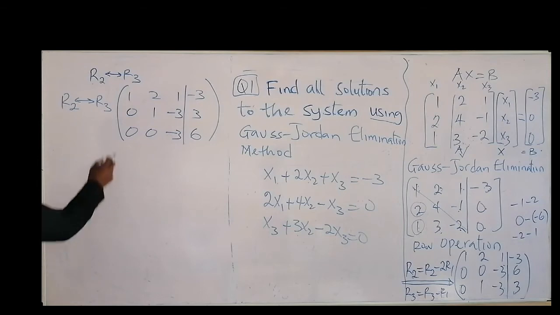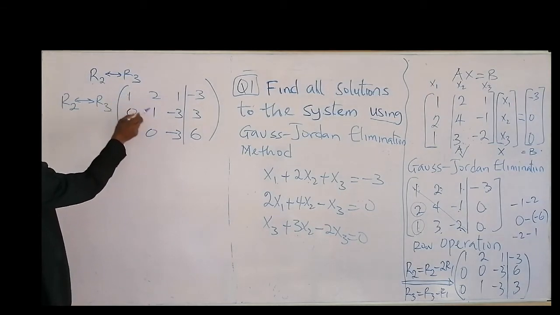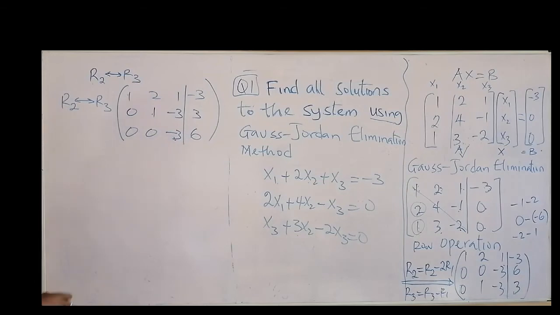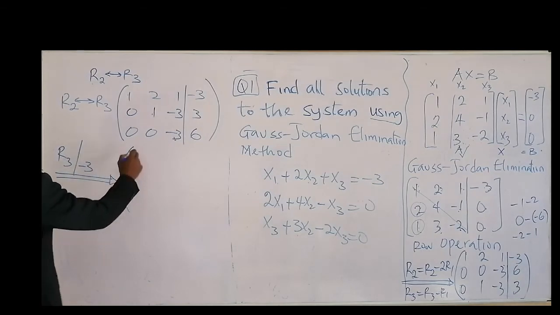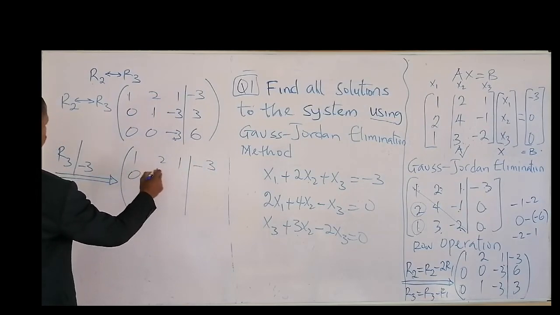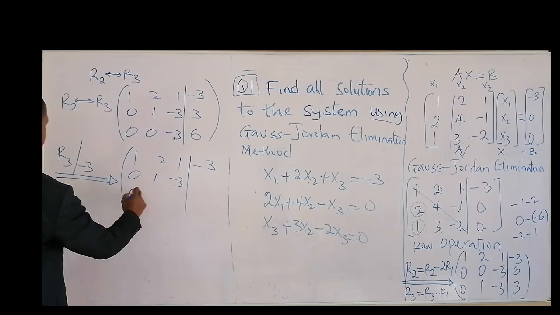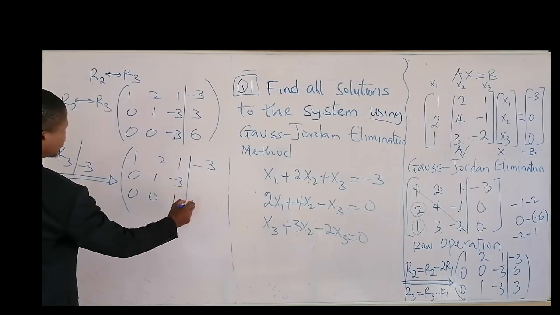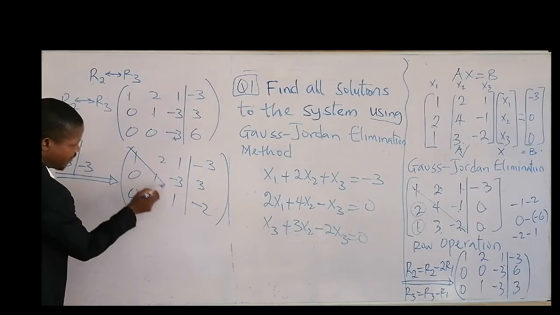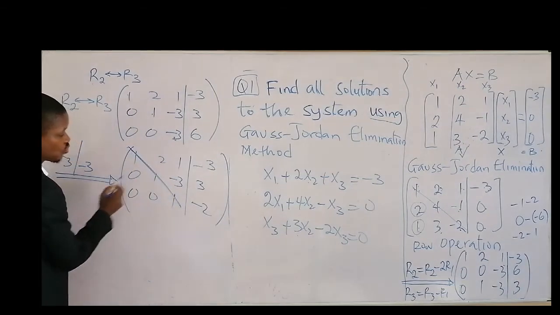So you can see my echelon form is forming now. This is 1, this is 1. And here, I need to make it 1. So the third row divided by minus 3. And that will give me 1, 2, 1, minus 3, 0, 1, minus 3, 3, and 0, 0, 1, and this will be minus 2. So that's what I want to achieve. I've achieved my echelon form. You can see the leading diagonal is 1.